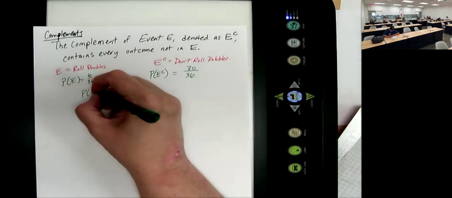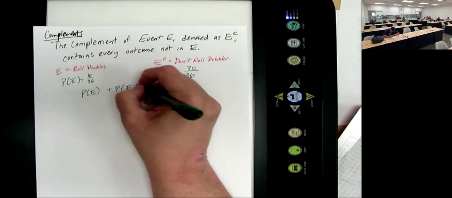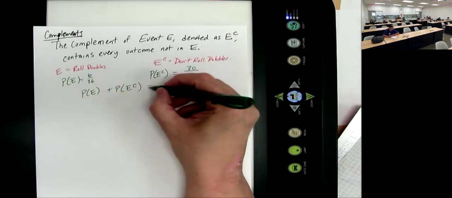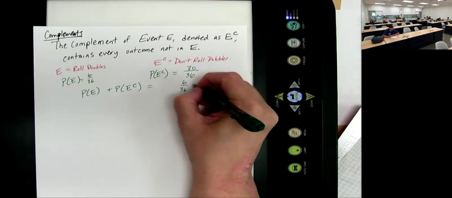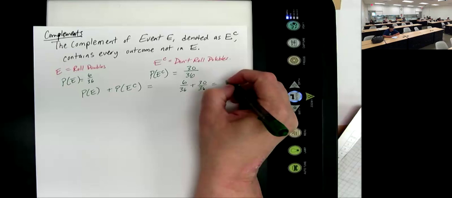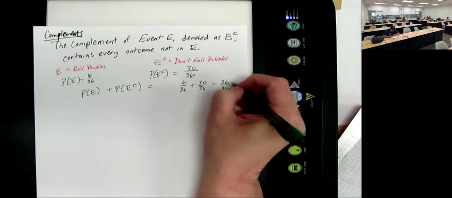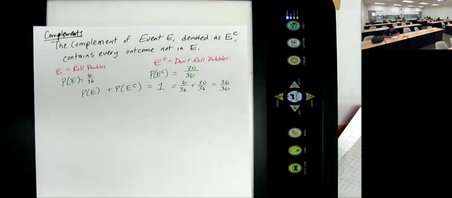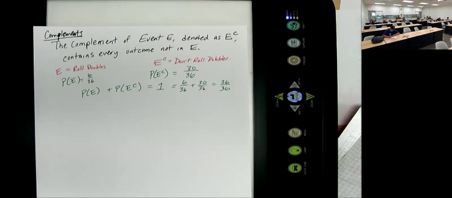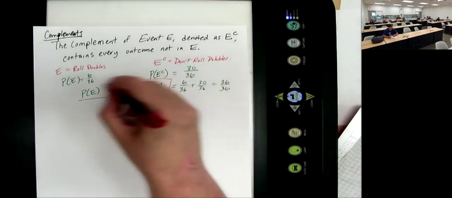So if I add the probability of E plus the probability of the complement of E, I have 6/36 plus 30/36, which is 36/36, which equals 1. So this is a pretty important equation from this section.